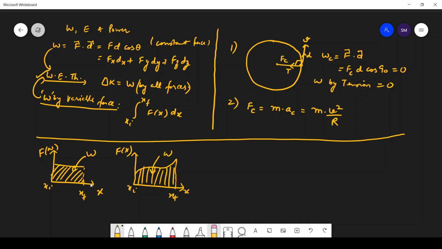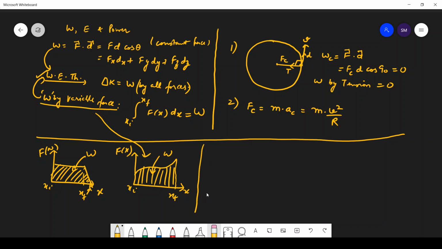So if suppose xf is up to this point, then there will be a triangle and this area. So area of the triangle plus area of the rectangle, you can calculate, and for this we have variable force, so this formula we have for the work done. So that's the work done by the variable force. This is what we studied.